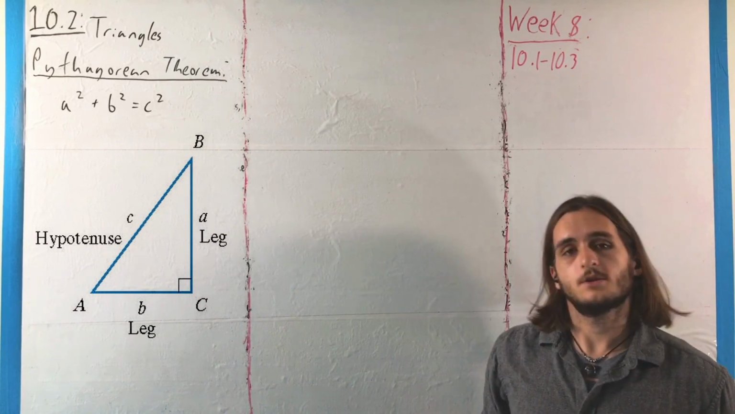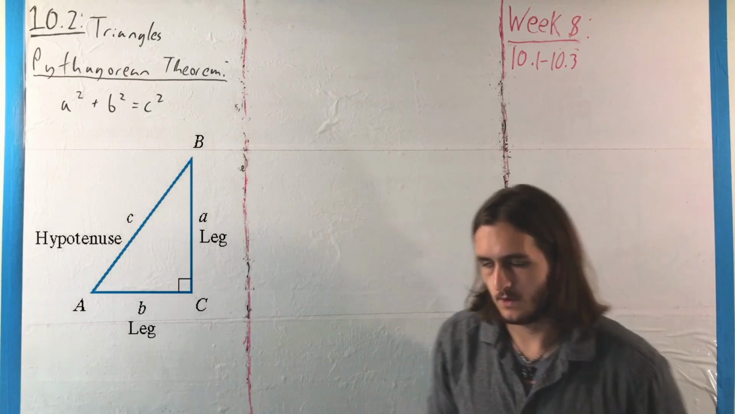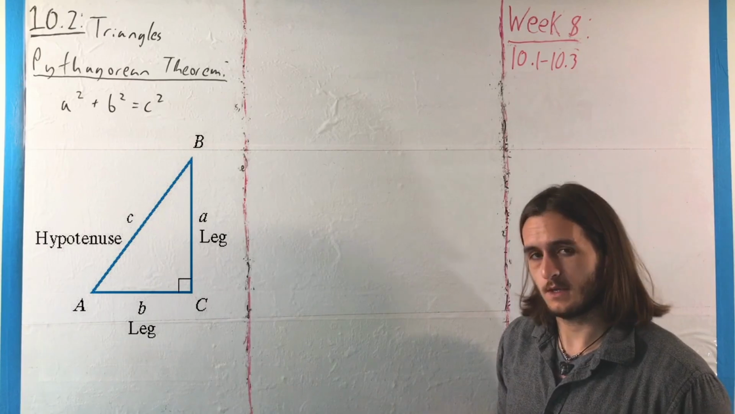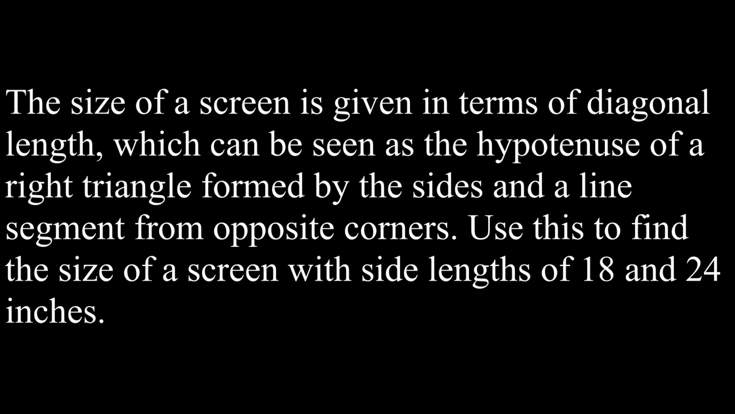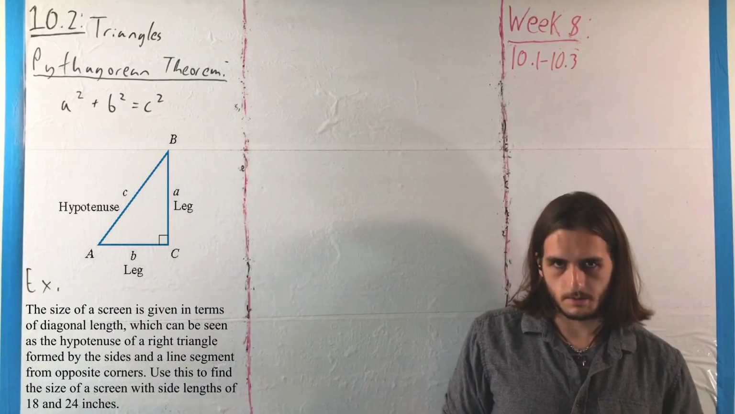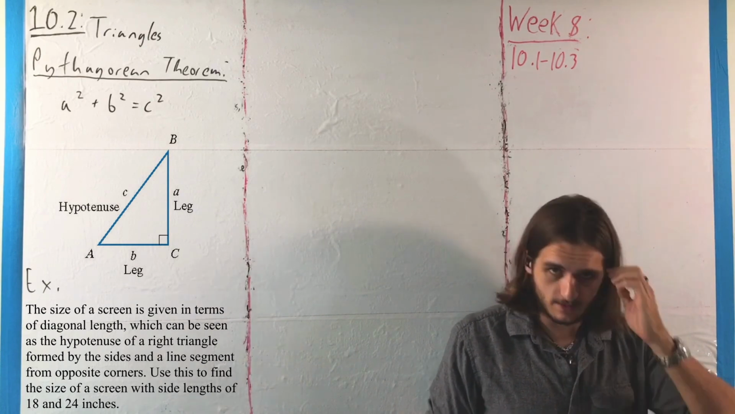And then look at an example here for why we might care about the Pythagorean theorem. A little bit of an applied context for what we have here to go with the history. Generally speaking, the size of a screen is given in terms of diagonal length, which can be seen as the hypotenuse of a right triangle formed by the sides and a line segment from the opposing corners. Use this to find the size of a screen with side length 18 and 24 inches. So what we can use the Pythagorean theorem for is to get an understanding of how a TV might fit a space that we have.